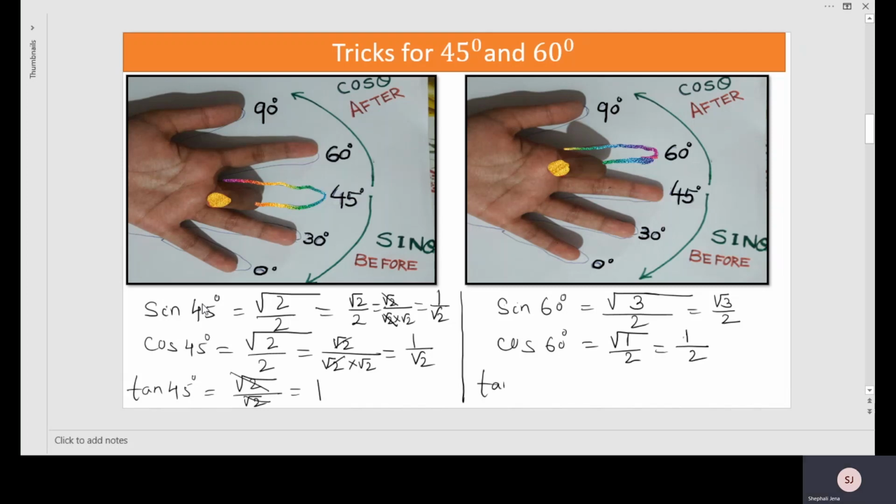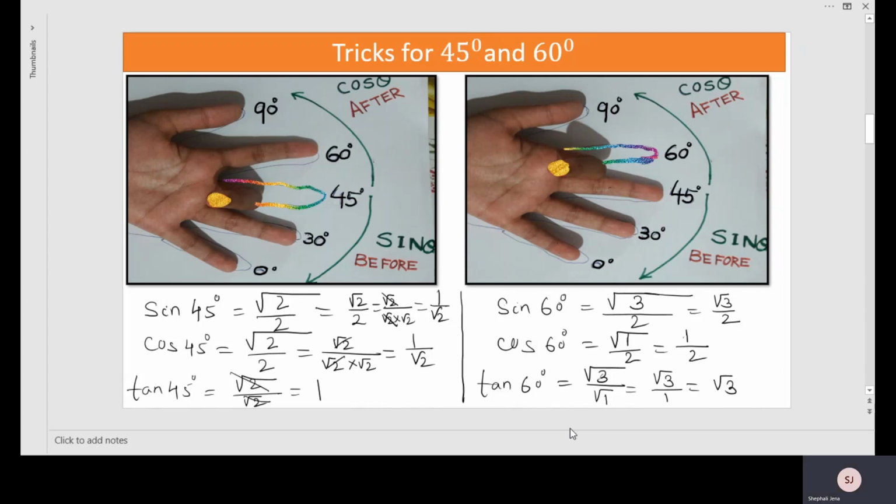Like that, tan 60 degree. Tan 60 degree is square root of before divided by square root of after. Square root of before, 1, 2, 3. So square root of before 3 divided by square root of after. Square root of after is how many? Only 1. So square root of 1. How much? √3 divided by 1. This is √3.